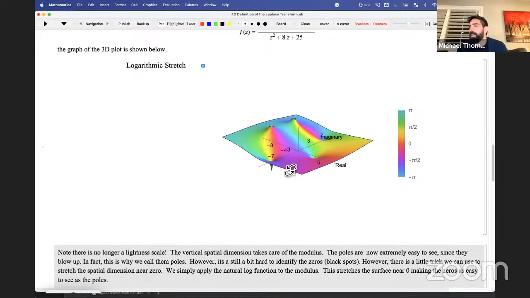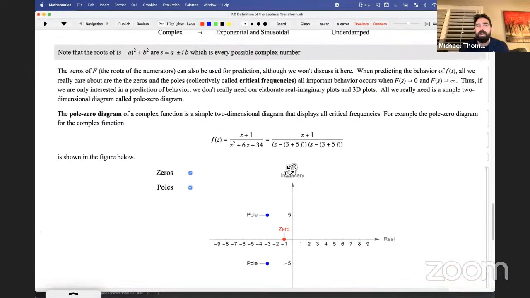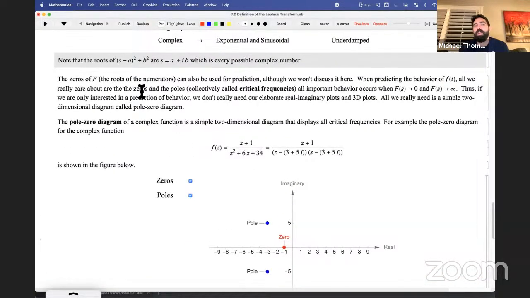We're not going to get into that, but the poles are the major part because they'll tell us whether our solution is sinusoidal, exponential, or both. By the way, the zeros and poles, we call them collectively critical frequencies. This is where things happen, right? At the zeros and the poles. When the function goes to 0 and when the function goes to infinity.